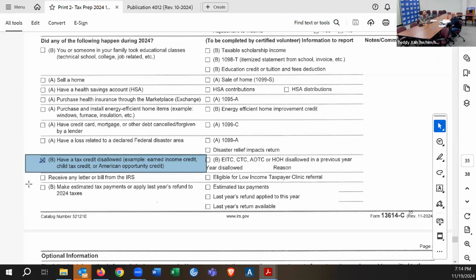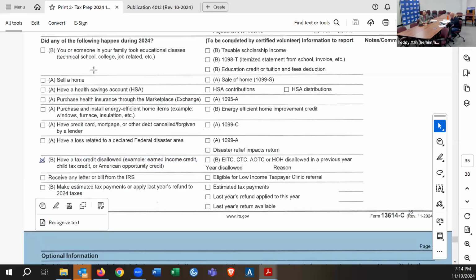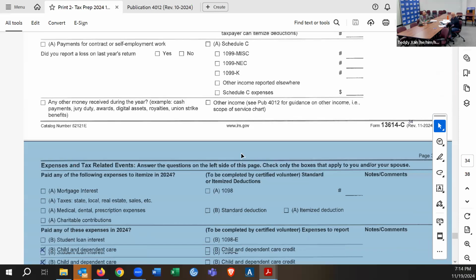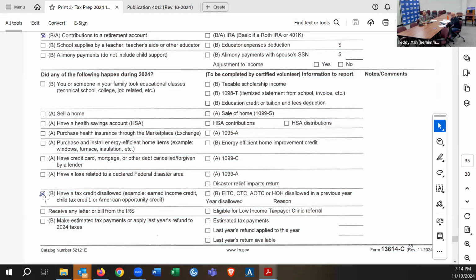Okay, stop selecting things. Stop selecting things. Okay. There is a way that we are required to notate this in a tax return. When someone has had a tax credit disallowed, we are required to record that on their tax return. And if we don't, that tax return will reject.